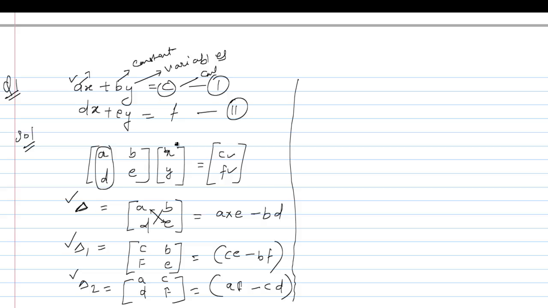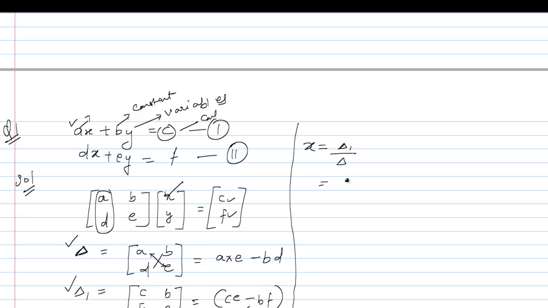How can we solve for the variables? To find the variable x, just put x is equal to delta 1 by delta. This is the formula for finding the x variable. So what is my delta 1 and what is my delta? Delta 1, as we already found, is ce minus bf.